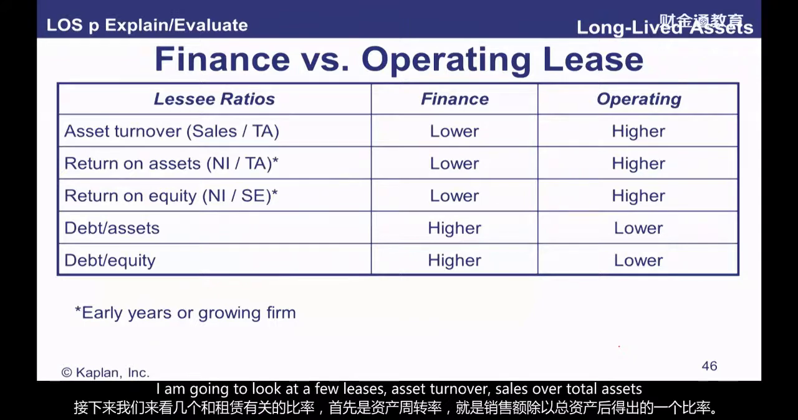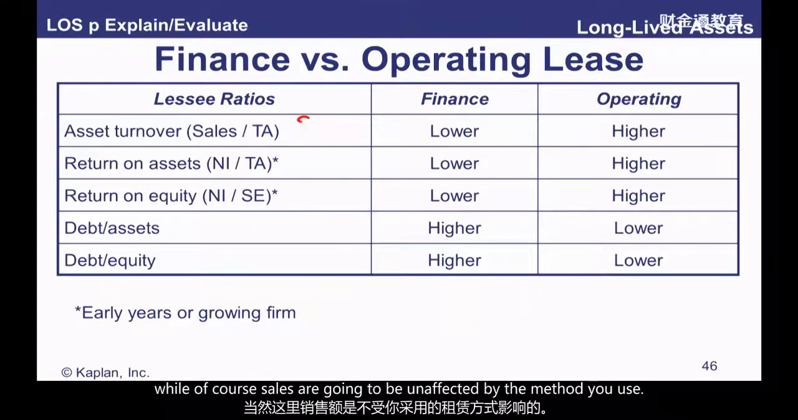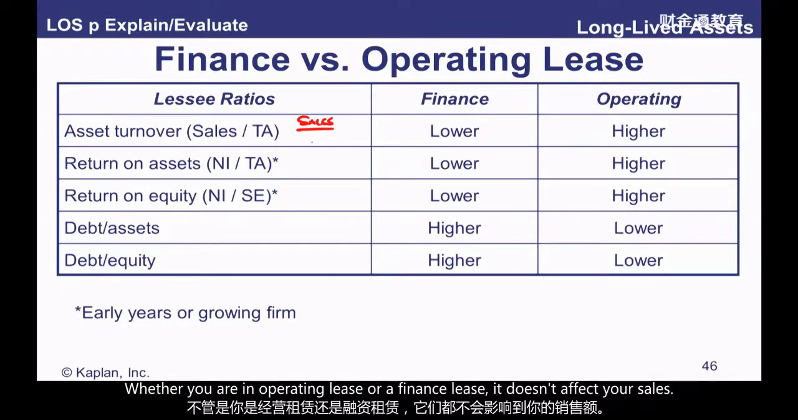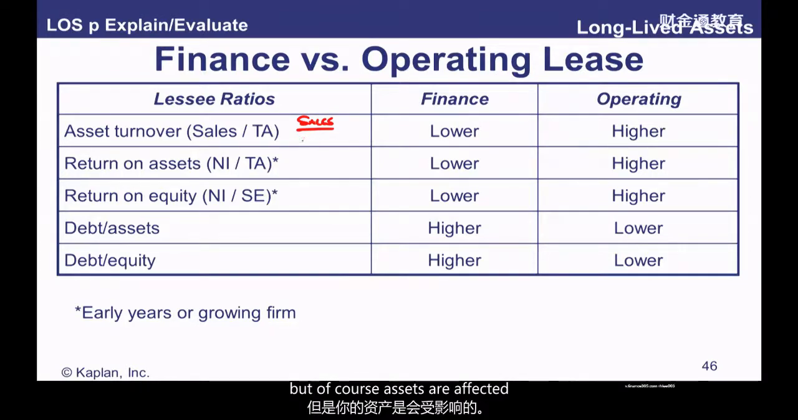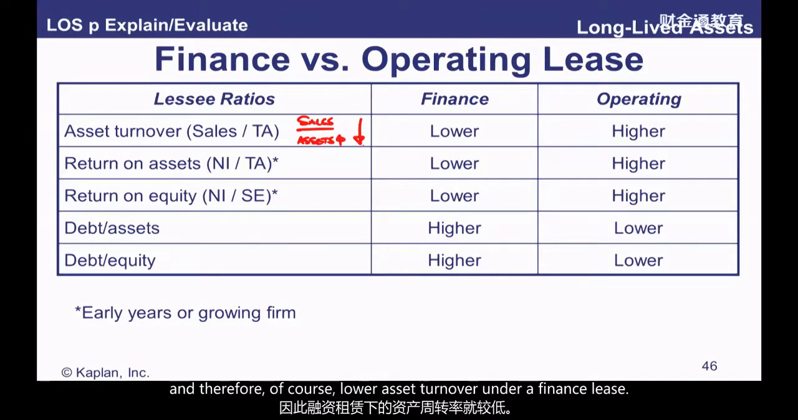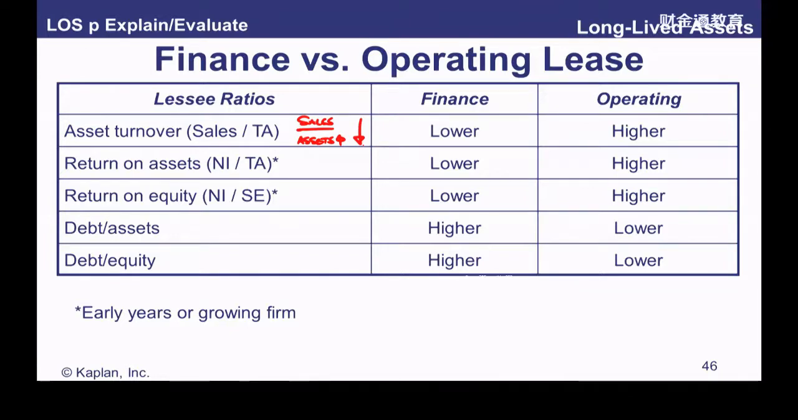On to look at a few ratios. Asset turnover, sales over total assets. Well, of course, sales are going to be unaffected by the method you use, whether you're using an operating lease or a finance lease. It doesn't affect your sales, but of course, assets are affected. Under a finance lease, we've got higher assets and therefore, of course, lower asset turnover.